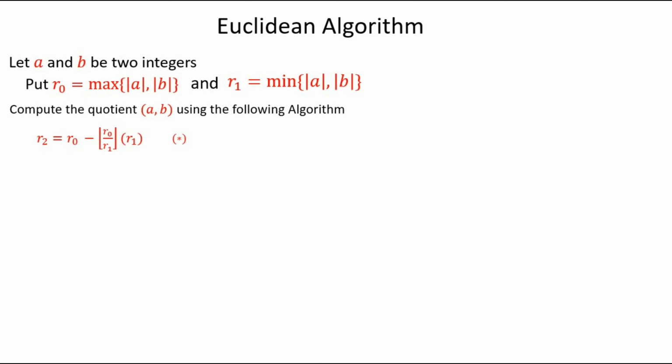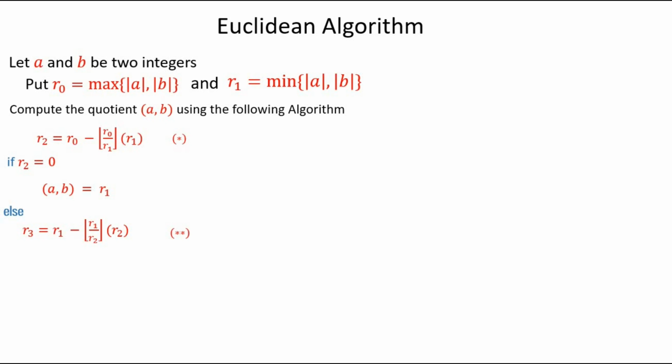First, compute r2 by putting the values of r0 and r1 in equation star. That is, r2 equals r0 minus floor of r0 over r1 times r1. If r2 equals 0, then the GCD of a and b is equal to r1. Else, compute r3 by putting the values of r1 and r2 in equation double star. If r3 equals 0, then the GCD of a and b equals r2.